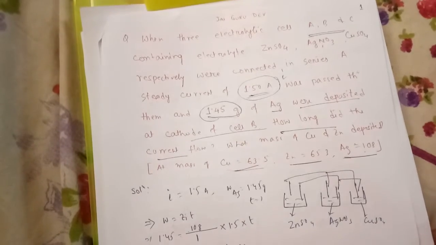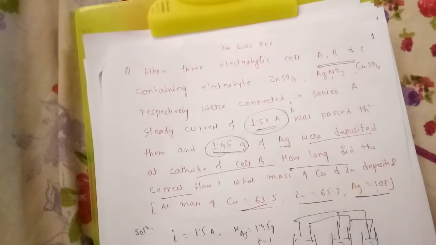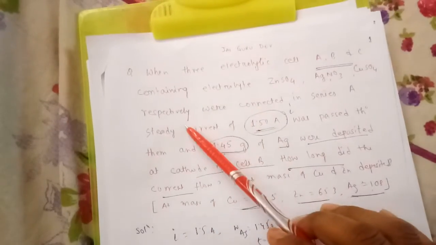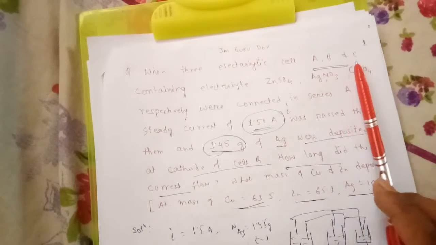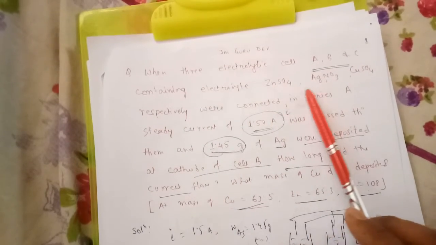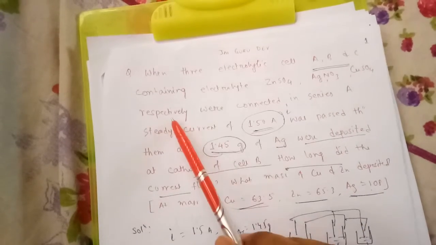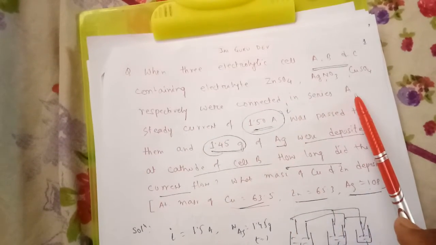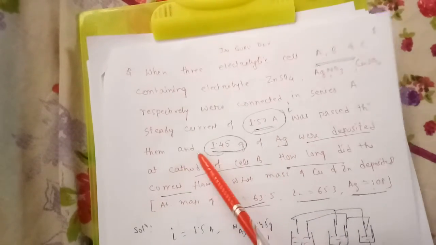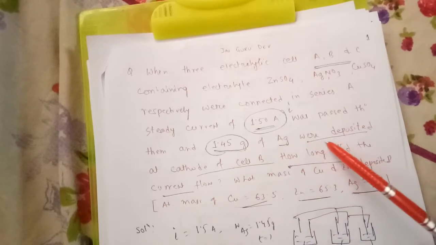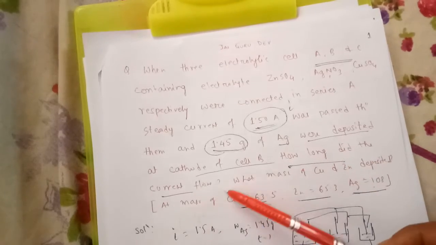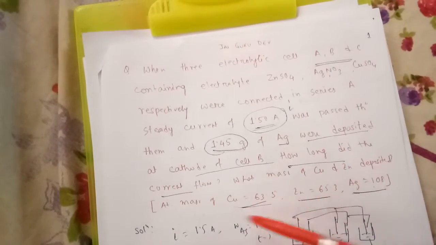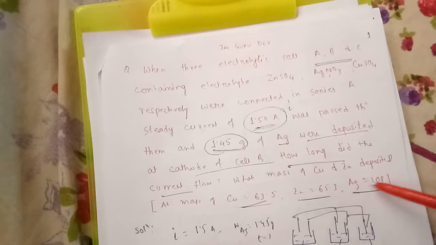Okay, students. Today we will do one numerical based on Faraday's second law. It is said that when three electrolytic cells A, B, C containing electrolytes ZnSO4, AgNO3, CuSO4 respectively were connected in series, a steady current of 1.5 ampere was passed through them and 1.45 gram of silver was deposited at the cathode of cell B. How long did the current flow? What mass of copper and zinc was deposited? Atomic masses of copper, zinc and silver are given.